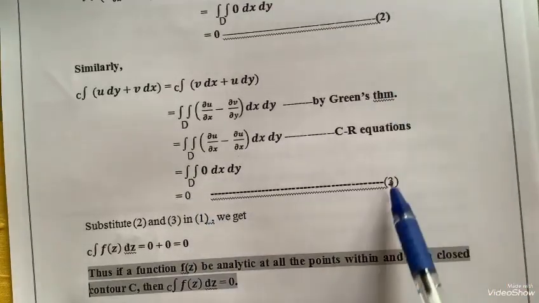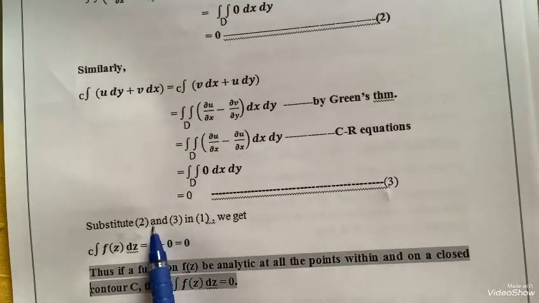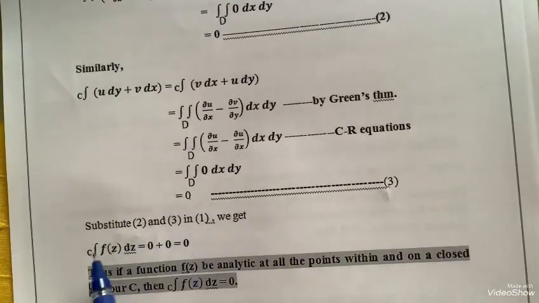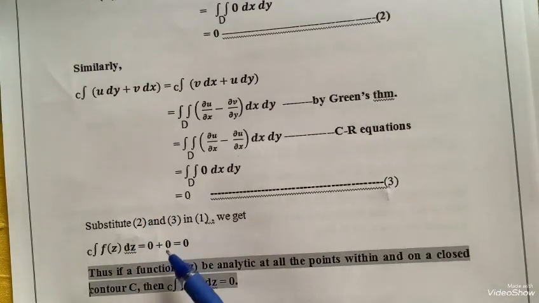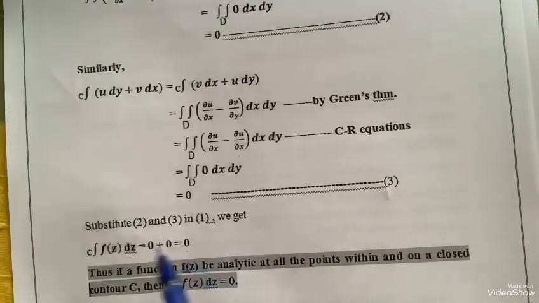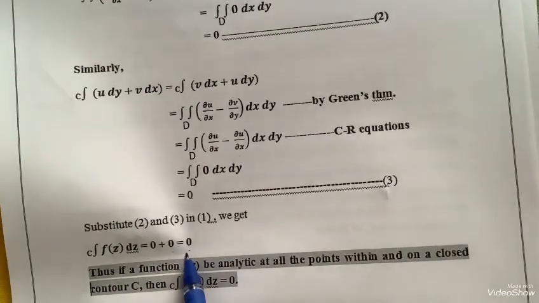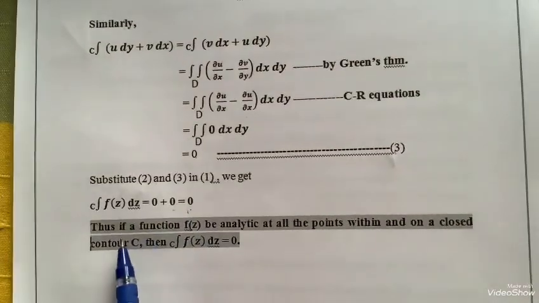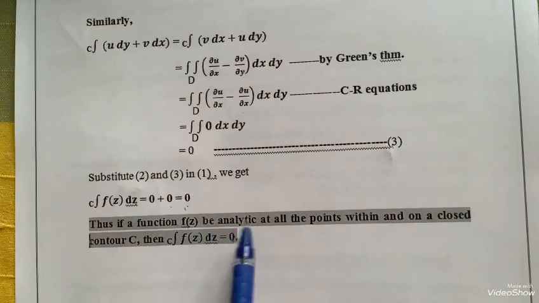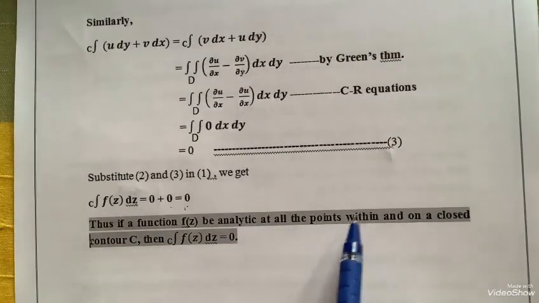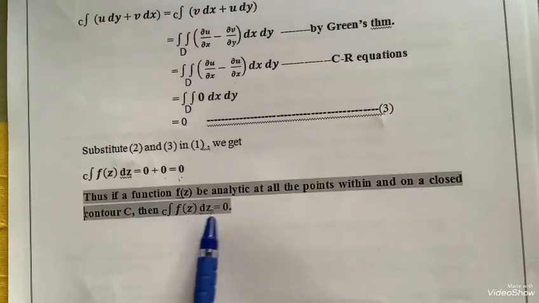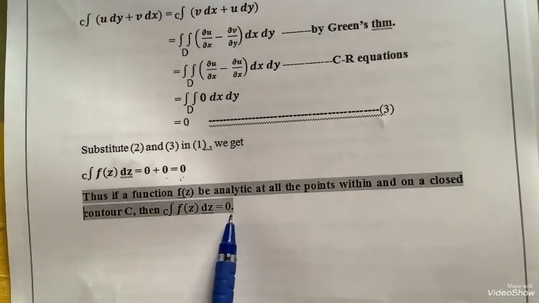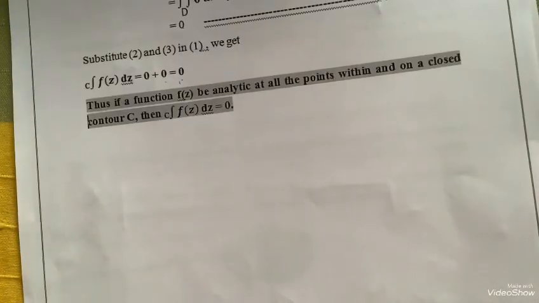So, these 2 and 3 you substitute in 1. Substitute 2 and 3 in 1. So, it is the integration of f(z) dz over the curve C, 0 plus i into 0, you are getting 0 itself. So, the value of this integration is 0 here. Thus, if the function f(z) is analytic at all the points within and on a closed contour C, the integration of the function is 0. This is very important because sometimes examples can be solved by using this.